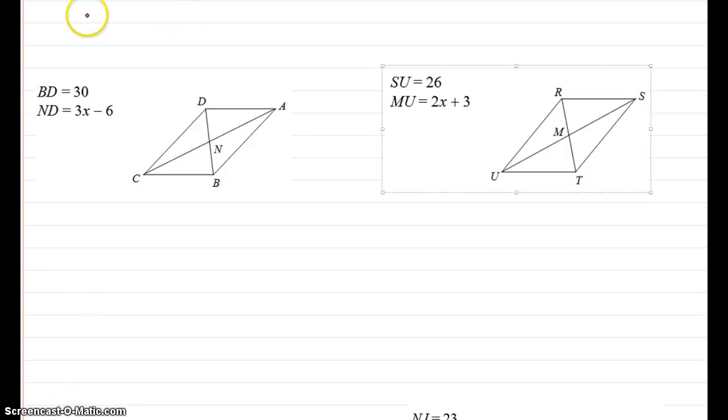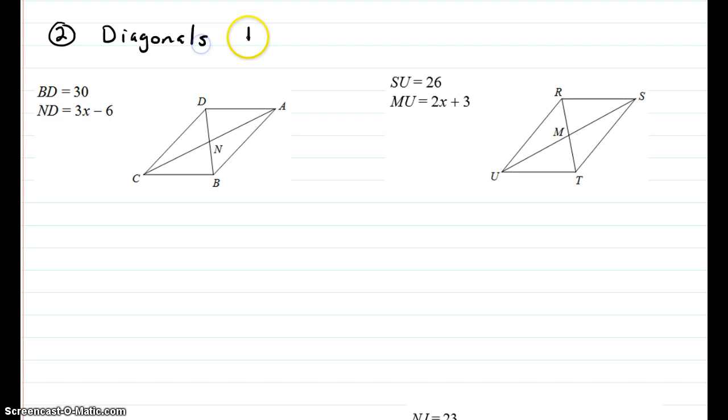Alright, the second property we're going to look at for a parallelogram is that the diagonals bisect each other. So the first thing, the word diagonal. So we have the diagonal, and in this problem, the diagonal that we're going to be looking at is BD. And then we have this word bisect, and bisect just means it cuts in half. And so in this problem, that means that this top part is going to be equal to this bottom part.